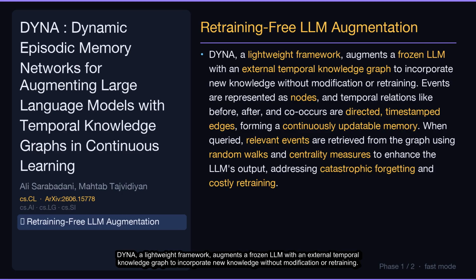DYNA, a lightweight framework, augments a frozen LLM with an external temporal knowledge graph to incorporate new knowledge without modification or retraining. Events are represented as nodes, and temporal relations like before, after, and co-occurs are directed, time-stamped edges, forming a continuously updatable memory. When queried, relevant events are retrieved from the graph using random walks and centrality measures to enhance the LLM's output, addressing catastrophic forgetting and costly retraining.